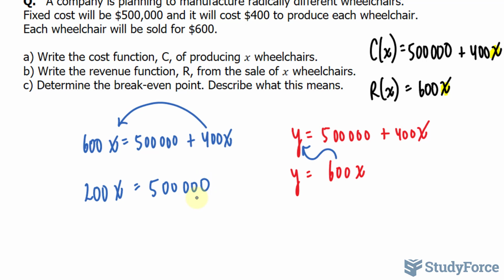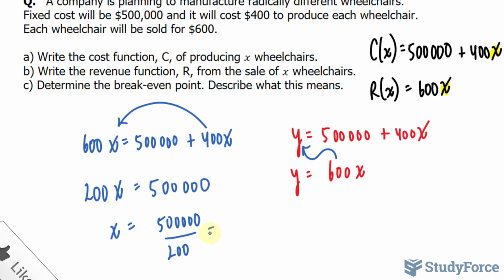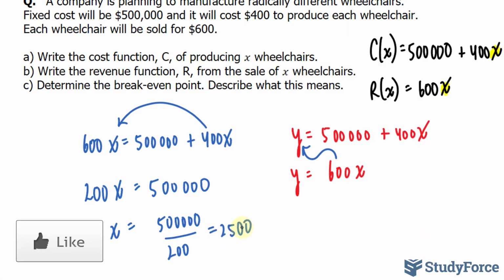And now we divide both sides by 200. We have 500,000 divided by 200, and this gives us 2,500. Remember, X represents the number of wheelchairs. So 2,500 wheelchairs. We have yet to interpret this.